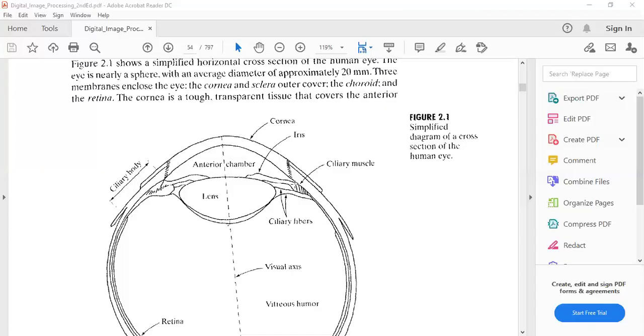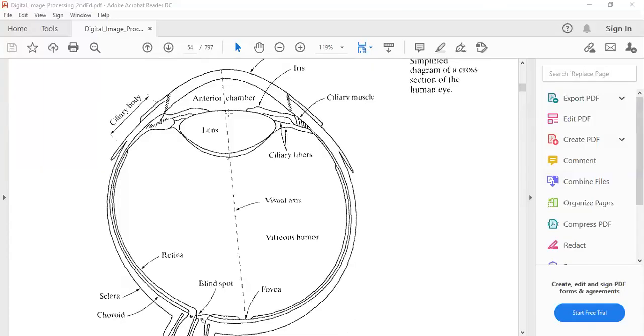Ciliary muscles connect the cornea and the sclera. Okay, to connect the cornea and the sclera there is a muscle we call the ciliary muscle and the ciliary body. Okay, yeah, then we have the visual axis. This is the axis which comes exactly from the cornea and directly falls onto the fovea. Fovea is the area where we have cones and rods. There are about 6 to 7 million cones and 75 to 150 million rods.